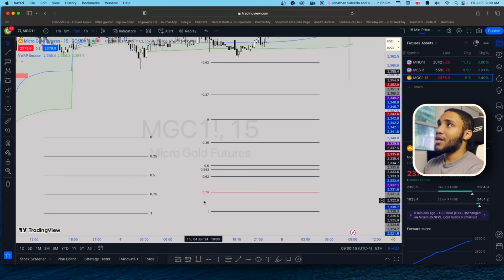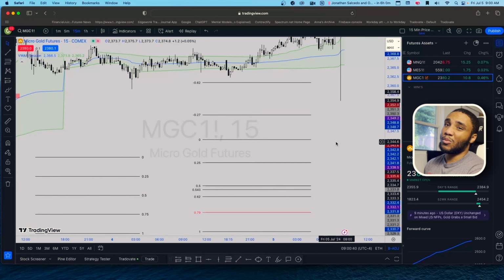Now, the reason why I use this level is because I noticed through backtesting, about 80% of the times, if price comes all the way down to the 79% level, it would usually hit my stop loss. So I now use this level as a point of exit or a closing condition if needed.